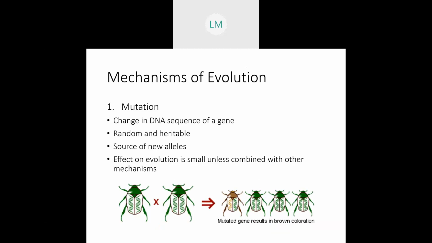We've got this population of green beetles, and we only have green beetles. If some sort of mutation occurs, some change in DNA sequence, maybe we might get a change in the protein that codes for color. And now we have a brand new allele. We have an allele for brown beetle coloration instead of just green. So now we've increased the number of alleles. We have a brand new allele there.